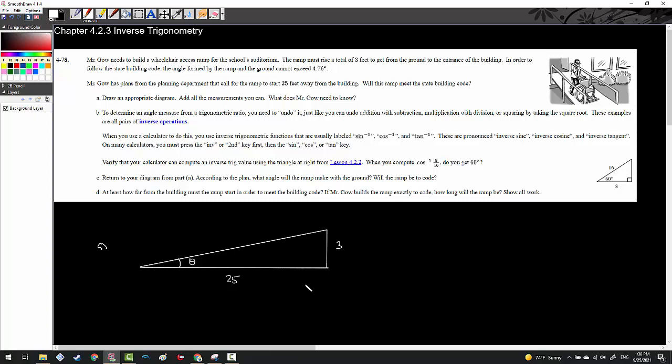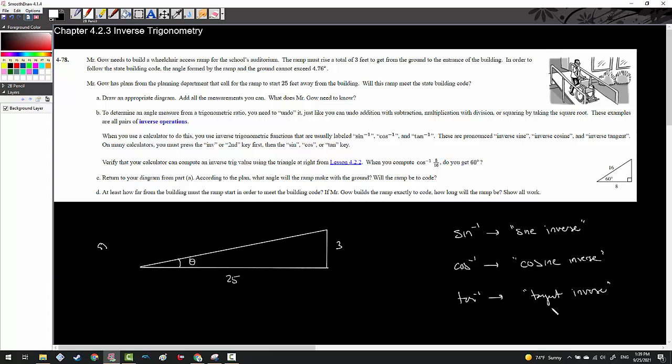So, in B, it says to determine an angle measured from a trigonometric ratio, you need to undo it like you do addition with subtraction, like the way you undo multiplication with division or squaring by taking the square roots. These are all inverse operations. So, what they're trying to tell you in this next section is that the inverse operation of sine looks like sine to the -1 power, but it's read as sine inverse. Just like cos, what looks like to the -1 power, is really cosine inverse. And then tangent inverse is just that, tangent inverse.